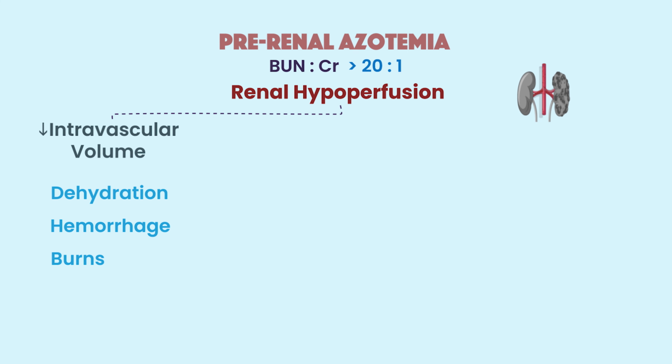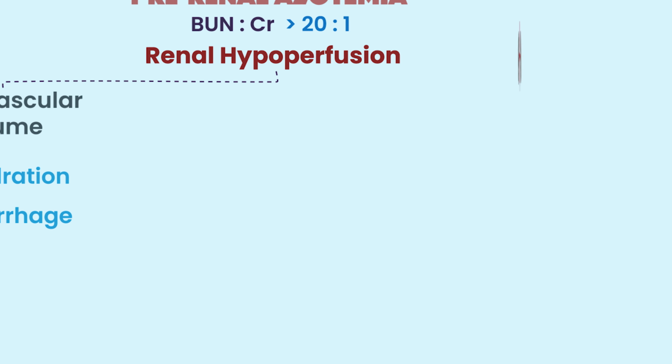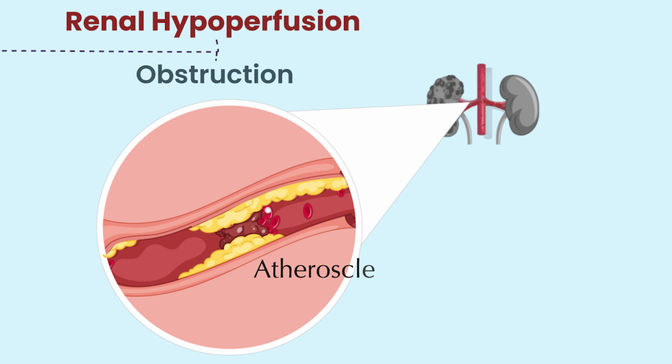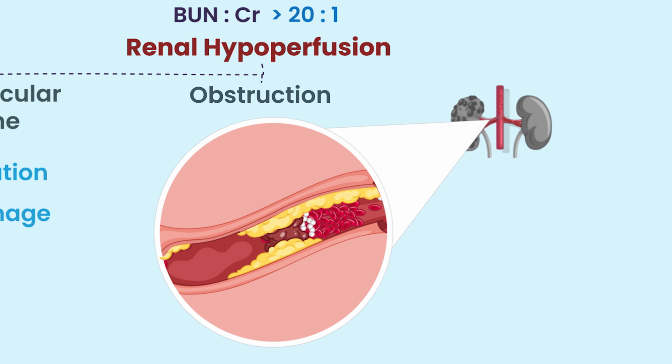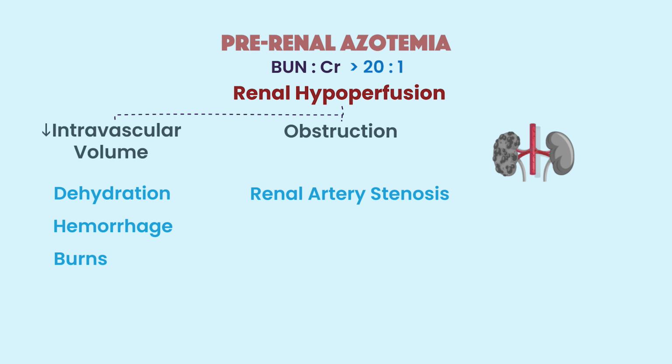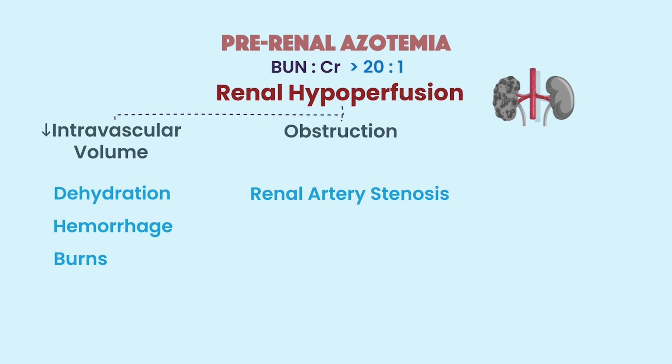A less common cause of poor renal perfusion is an obstruction to renal blood flow. For example, if there's an atherosclerotic plaque, which is essentially a fatty deposit in the renal artery that builds up and then eventually ruptures and causes a thrombus. This can cause what we call renal artery stenosis. The narrow or stenotic artery gets narrowed by the cholesterol plaque or the thrombus, which in turn restricts blood flow in the renal artery, resulting in decreased renal perfusion.